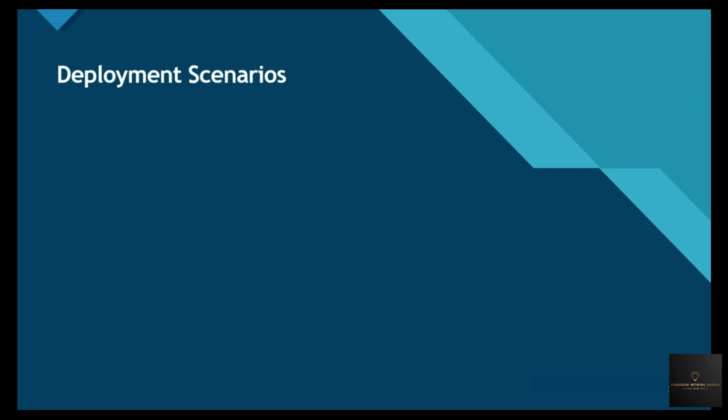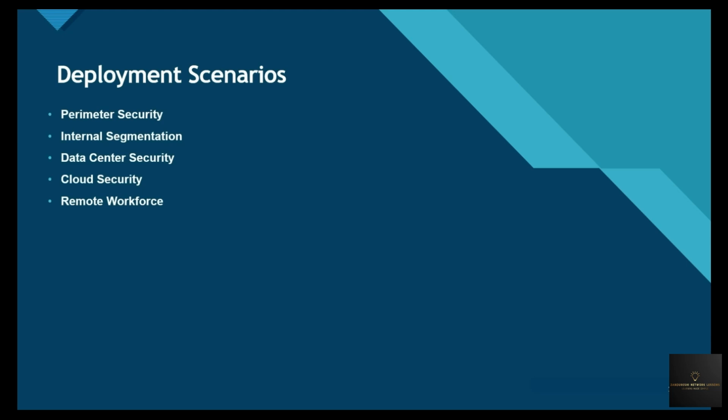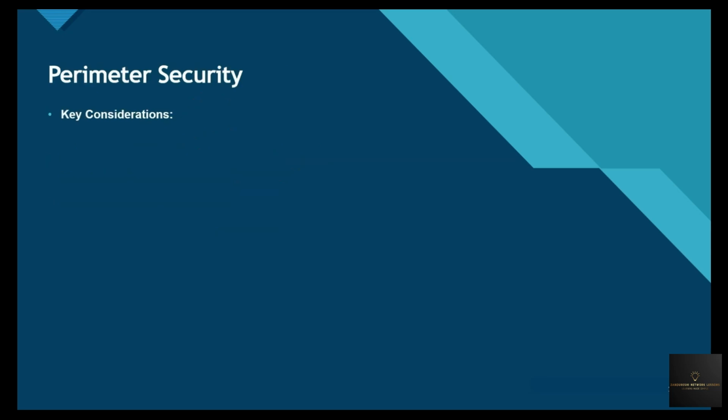Palo Alto Networks firewalls can be deployed in various scenarios, each tailored to meet specific security requirements. Today we will cover five primary deployment scenarios. Number one is perimeter security. Then we will discuss internal segmentation, then data center security, and after that, cloud security and the remote workforce. We have almost seen all of these in the course itself, or we will be seeing all of these deployment scenarios. Moving ahead, the first one is perimeter security.